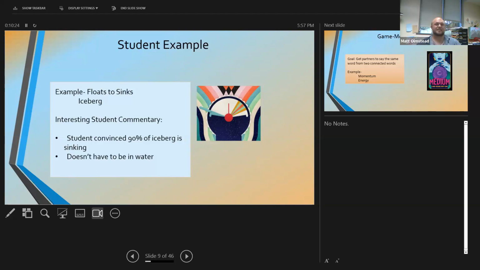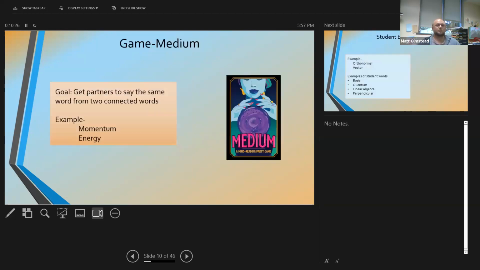This next one is using this game called Medium. What I'm really going for here is just trying to connect different ideas. The other two were techniques we use, ways to think about things. Here's a way just to connect different ideas. I use this in my senior seminar class where they've got all sorts of physics knowledge. Let's just try to connect some ideas.